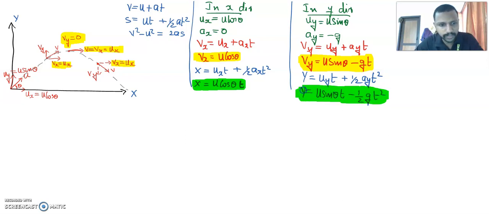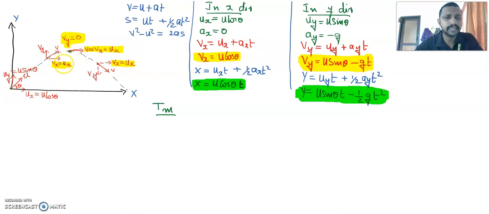Then after finding the x coordinate and y coordinate, let's find out the time of maximum height. Time of maximum height is denoted as Tm. It is the time taken for the projectile to move from here to here. That is the time taken by the projectile to reach its maximum height.